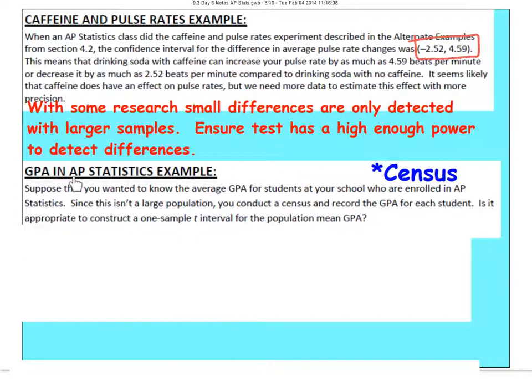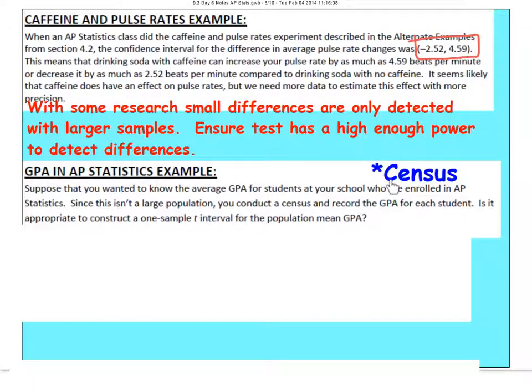This GPA example here: suppose that you wanted to know the average GPA for students at your school who are enrolled in AP Stats. Since this isn't a large population, you conduct a census and record the GPA for every student. Is this appropriate to construct a one-sample t-interval for the population mean GPA? Now, again, what they did is they surveyed the entire school, and they call it a census.